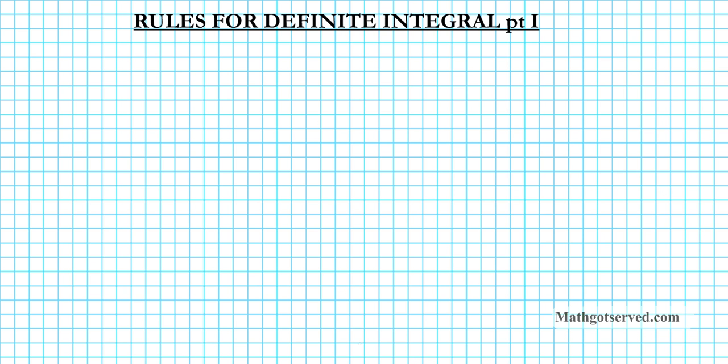So for each rule, I'm going to be showing you a derivation of each rule using FTC Part 1, the Fundamental Theorem of Calculus Part 1, okay? So let's write that down first. So FTC Part 1 is as follows.